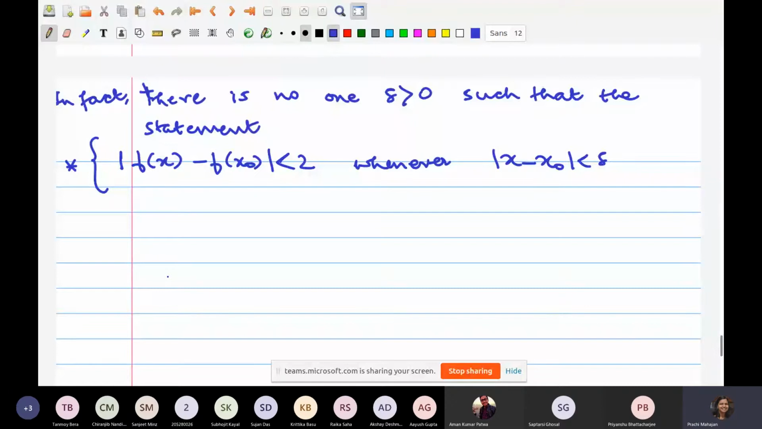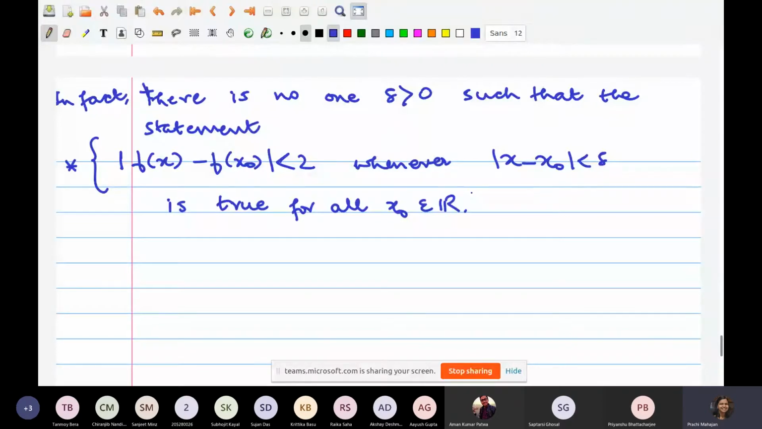I'm not saying that there is no delta that will work for each point x0 in R. Sure, I agree that corresponding to each point x0, there would be a delta such that the statement is true. But what I'm saying is that there is not one single choice of delta that will work for every choice of x0. In the example that we gave upstairs, delta equal to half works for x naught equal to 1, but does not work for x naught equal to 10.